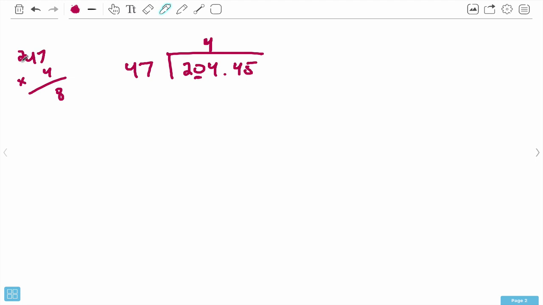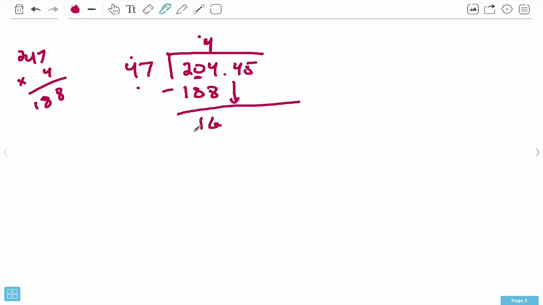It should be 188. So 4 times 47 is 188. And now you subtract them. 204 minus 188 gives you 16. And you just bring down that 4, because obviously 47 is too big for 16. So you bring down that 4.